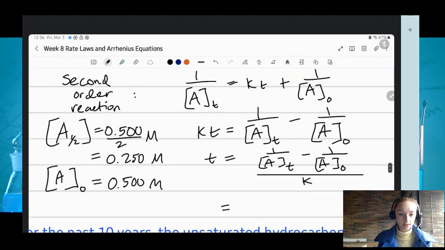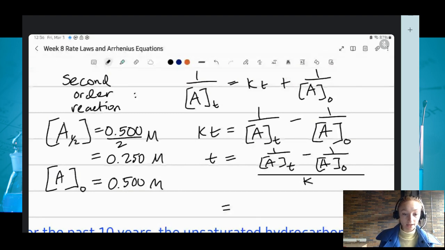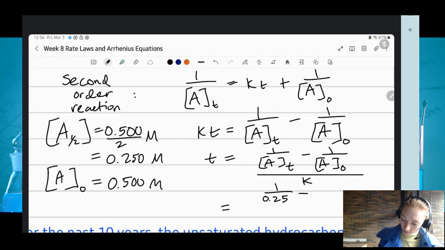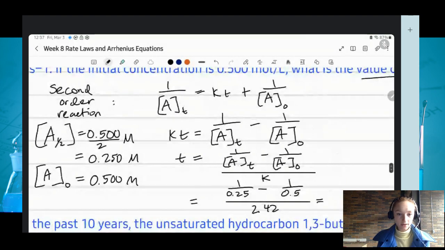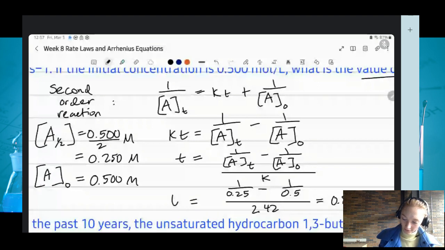And then it gave us the K constant in the problem as 2.42. So now all we have to do is plug everything in. So it's going to be 1 divided by 0.25 here, minus 1 divided by 0.5, divided by 2.42. And when we divide and subtract everything, it will have a value of 0.826 seconds as the t value. So that is how you solve this problem.